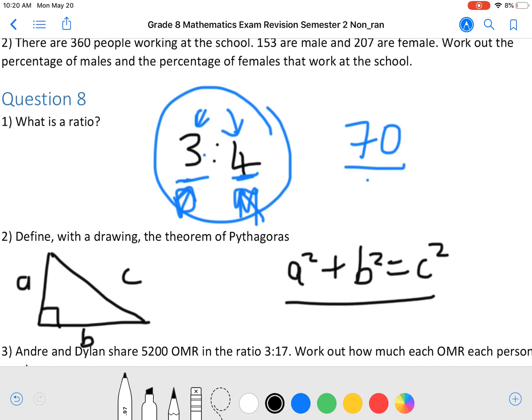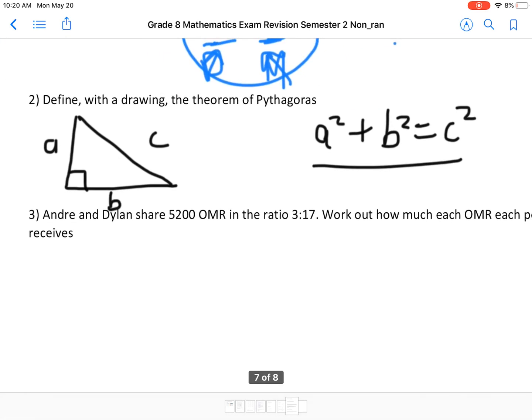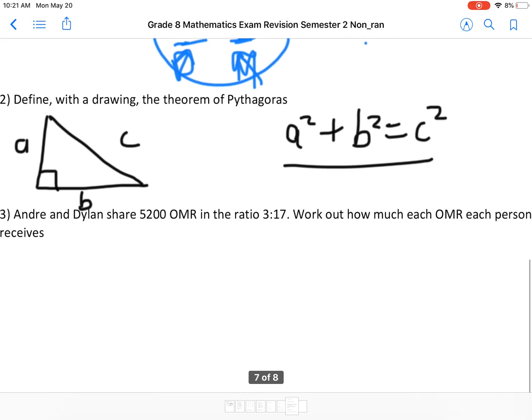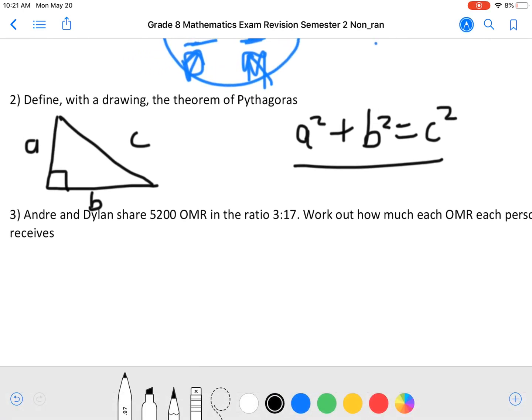So just one more. Andre and Dylan share 5,200 Omani rials in the ratio of 3:17. Work out how much each person receives. Now this is one of the formulas that I always use for ratio, and it's called the ADM formula. A for add, D for divide, and M for multiply.